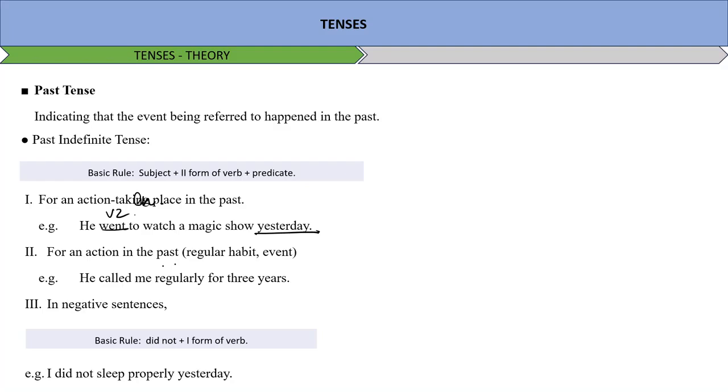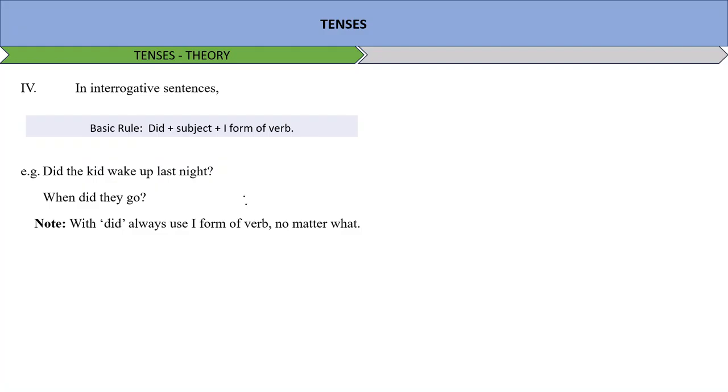I did not sleep properly. The sentence is negative. You're talking about a previous day, which is in the past, but you are still using the verb's first form. Why? Because this is a basic rule, so you have to stick to it. It is used in interrogative sentences like did plus subject plus first form. Did the kid wake up last night? When did they go? With did, always use the first form of the verb, no matter which tense.